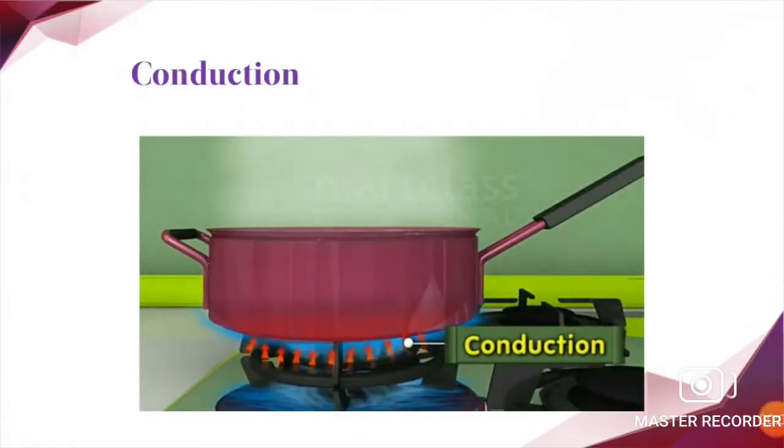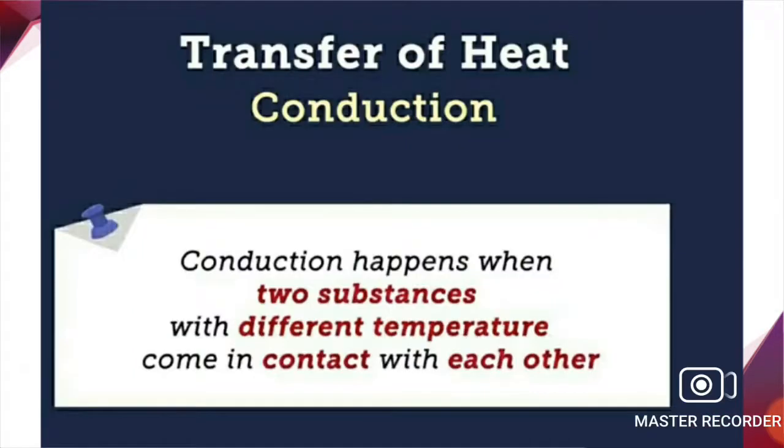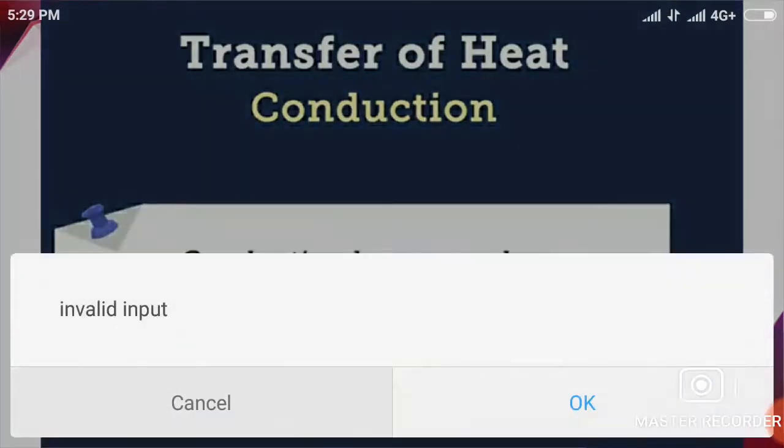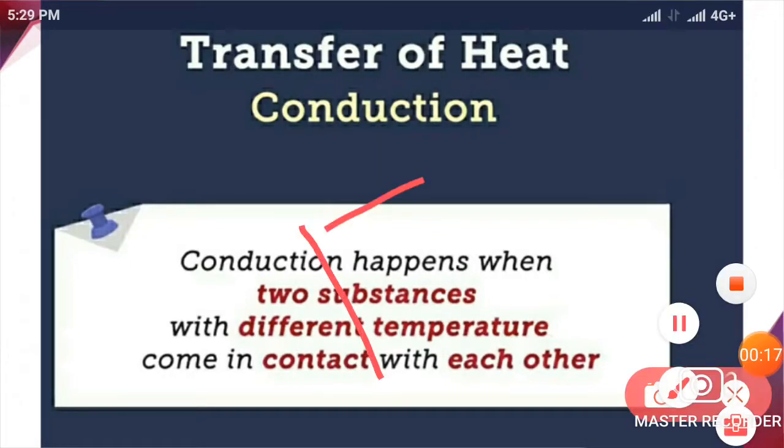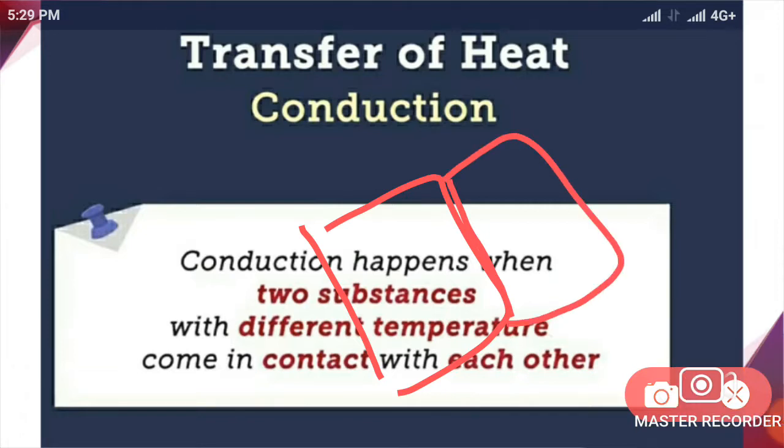Then when does this conduction happen? Well, conduction happens when two substances with different temperatures come in contact with each other. Understood? What are the necessary conditions for conduction? Well, the first condition: in order to transfer heat from one object to another object by the conduction method, here for example this is object 1 and this is object 2, the two objects should be in contact with each other.